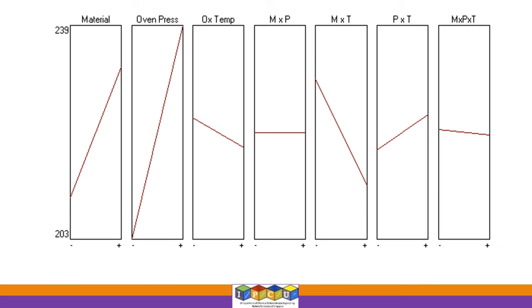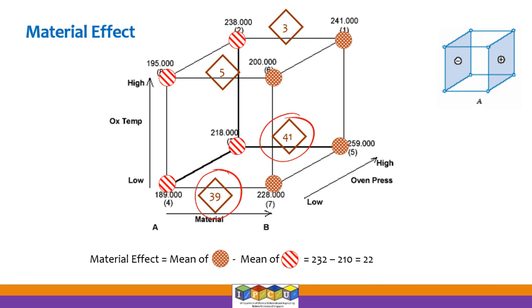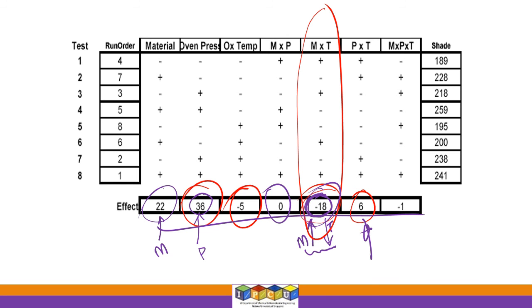You can also show it in the form of a diagram like this, right? So for material, you can show this, right? This kind of a diagram, which says that it is going to be a positive effect, and the slope will be related to this value of 22, right? And then oven pressure will be related to, let's say, a value like 36, because that is the effect of oven pressure, right?